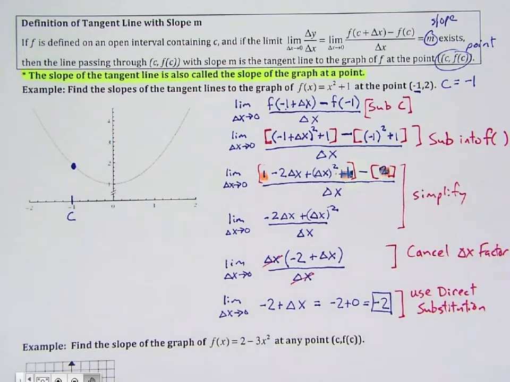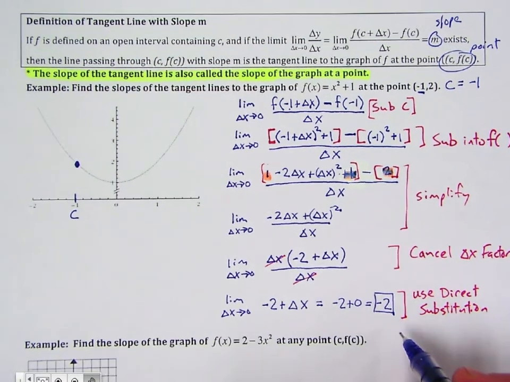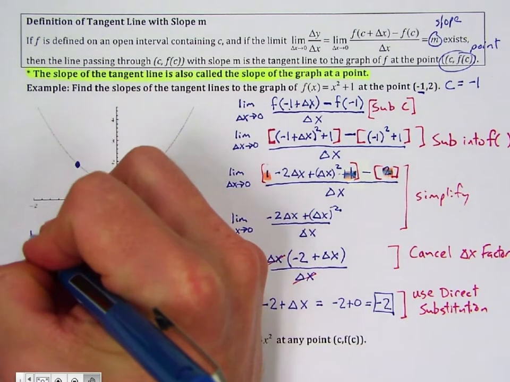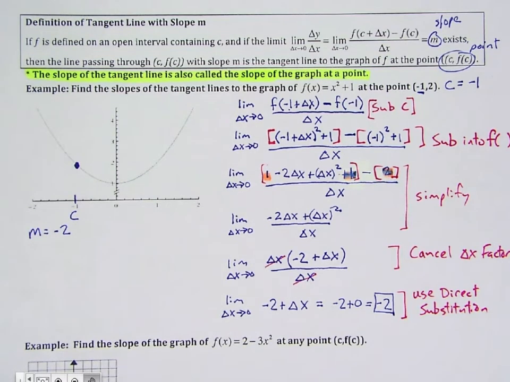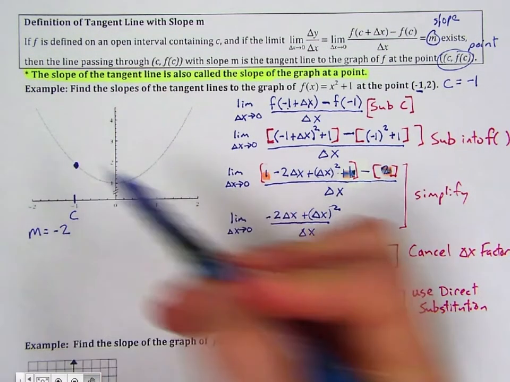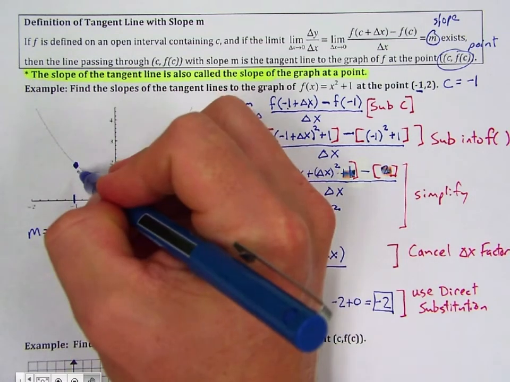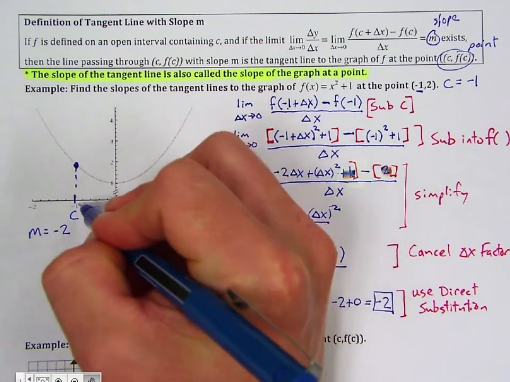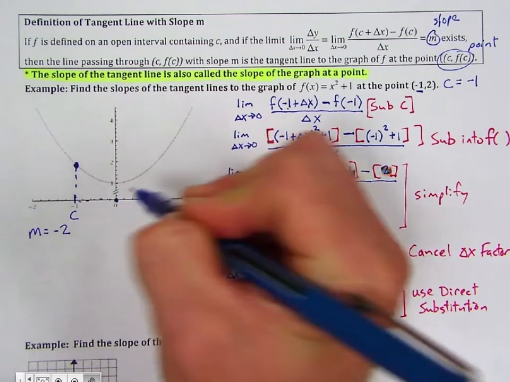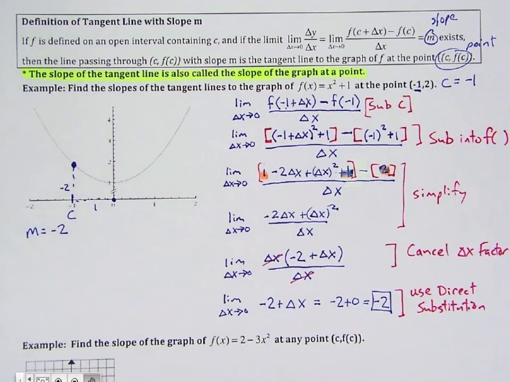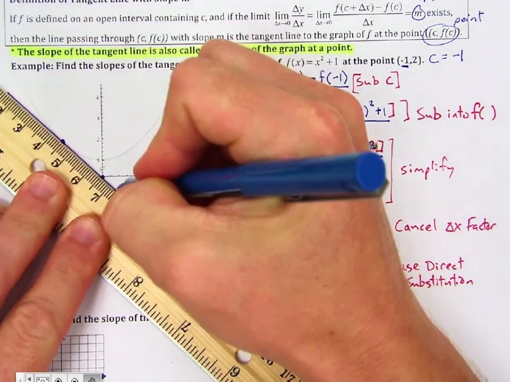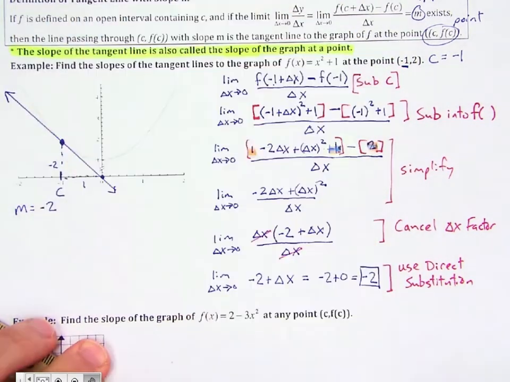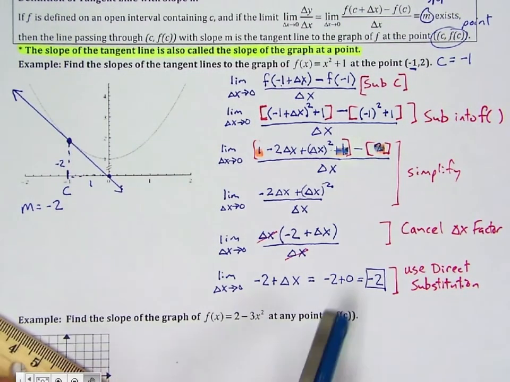So what is this telling me? This negative 2 tells me that the slope of my tangent line has to equal negative 2. So if I know that this is the point, negative 1, 2, the slope is going to tell me to go down 2 and over 1. So down 2 to the right 1, and now I can draw my tangent line. So you can see the definition of the tangent line is the slope with the point combined, and then we're good to go.